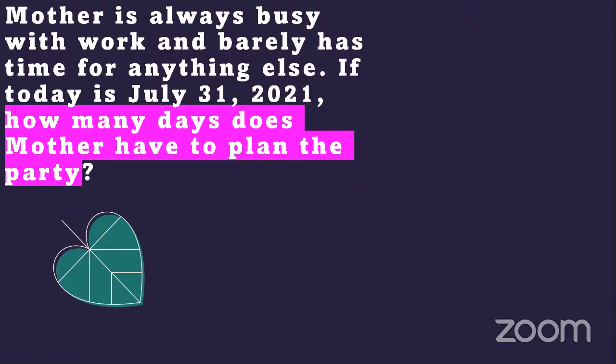Now remember, guys, when will the party be? When is the twins' birthday? Remind us, because we have persons who joined late, like Kan says he came on late. So remind us then, when will be the twins' birthday? We started with that information. And if we know when the twins' birthday will be, and we know today's date, we can therefore calculate how many days mother has to plan the party.